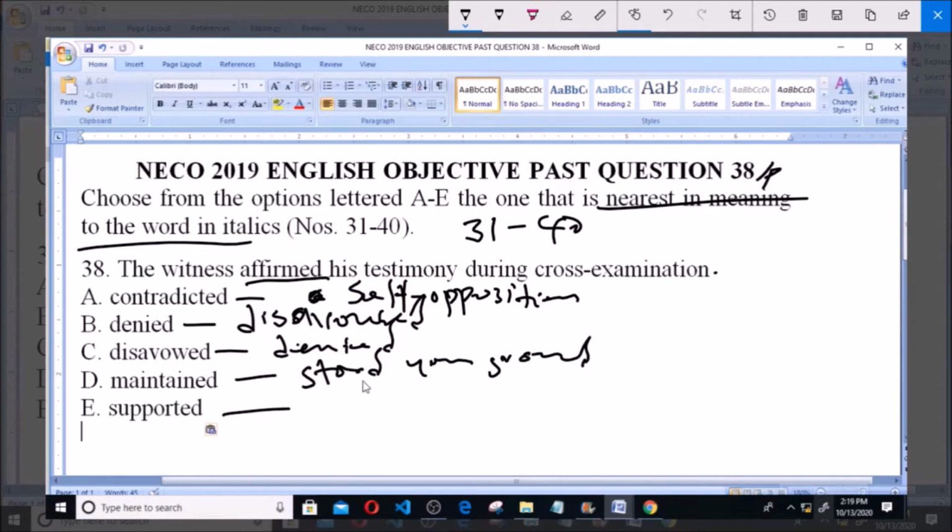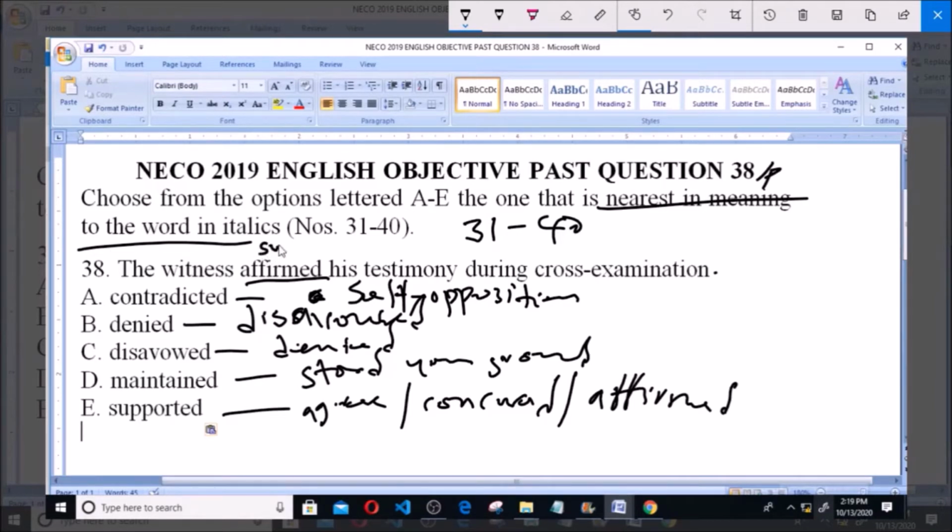Then when you support, it means that you agree or concord or affirmed. So support is in line. So we can say that the witness supported his testimony during cross-examination. So option E is correct.